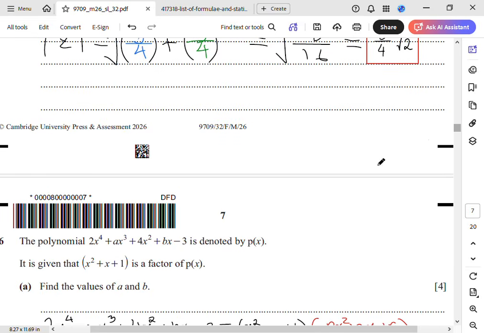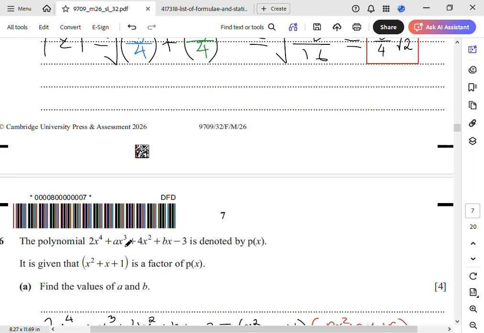So this question is from polynomials. You have a quartic polynomial, right? With two unknown coefficients. So it's 2x to the power 4 plus ax cubed plus 4x squared plus bx minus 3, right? And it is given that this is one of the factors. Since it's a quartic polynomial, this will have two quadratic factors. One of the quadratic factors is given, the other is not given, and you are told to find the coefficients.